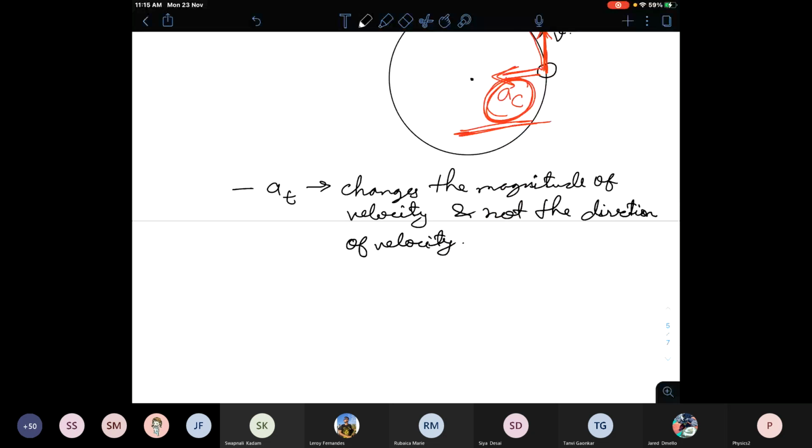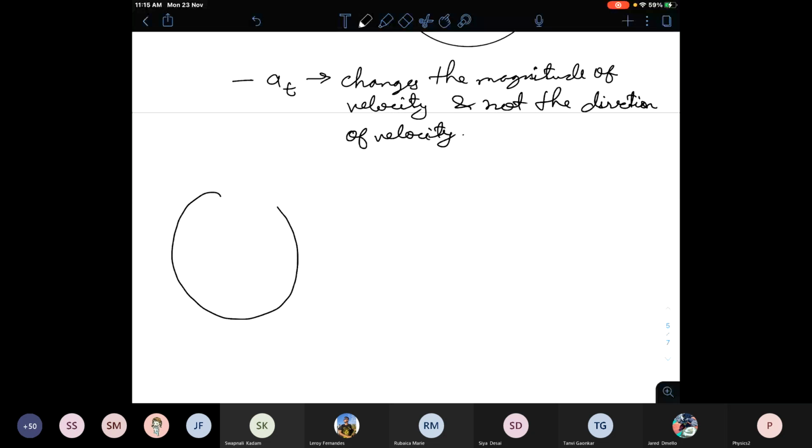Suppose I have drawn a particle going in a circular path like this, in anti-clockwise direction. Now suppose it has a tangential acceleration in this direction at this point. When it moves in a circular path, there will be a centripetal acceleration to create the change in direction, but we are not discussing that now. We are discussing the tangential acceleration.